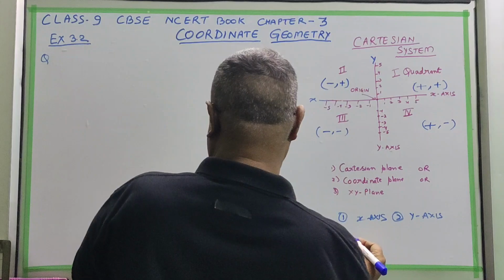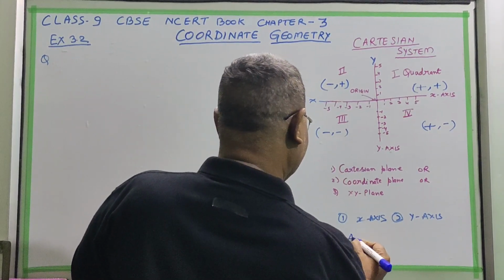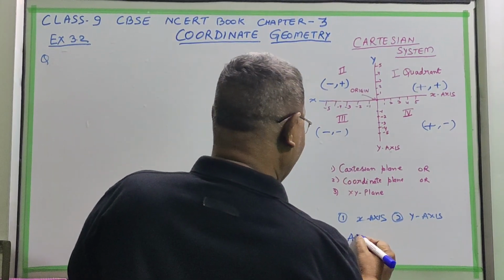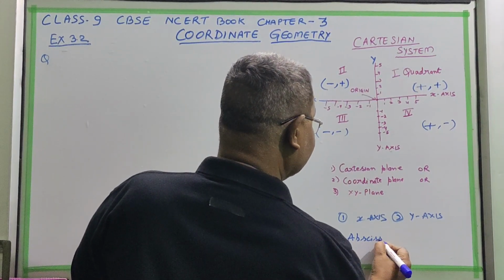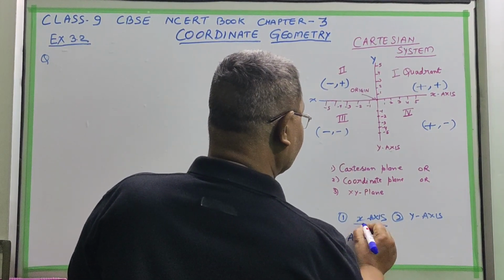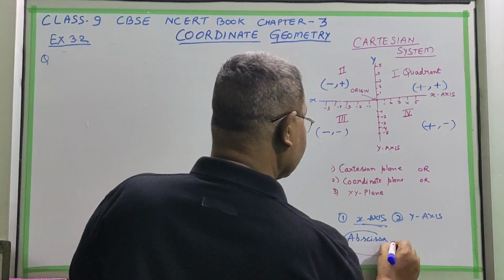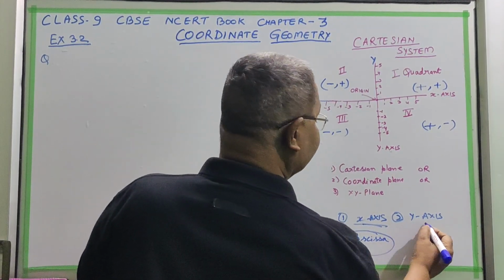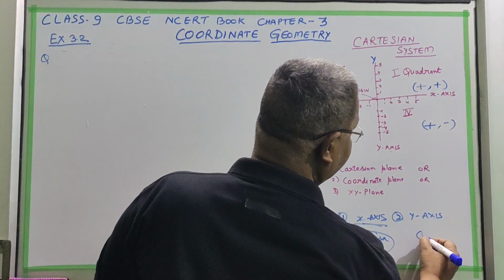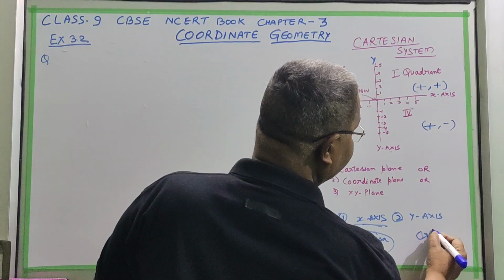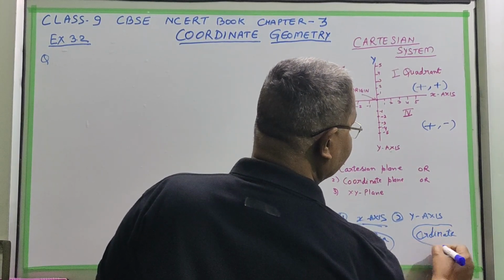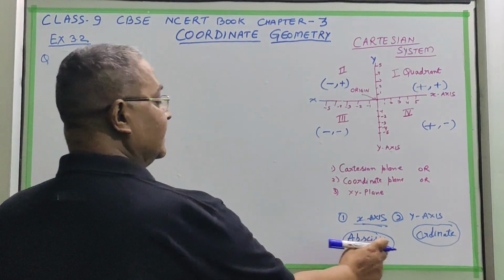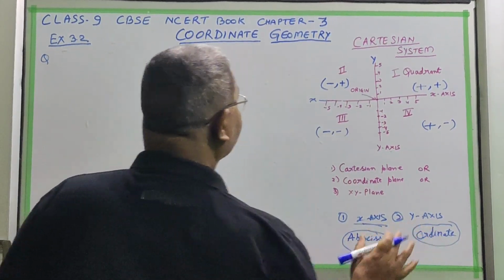So first, serially, abscissa. This is known as abscissa. And this side, Y, is known as ordinate. So you have to keep this in mind. First, this is abscissa, this is ordinate. This you have to keep in mind.